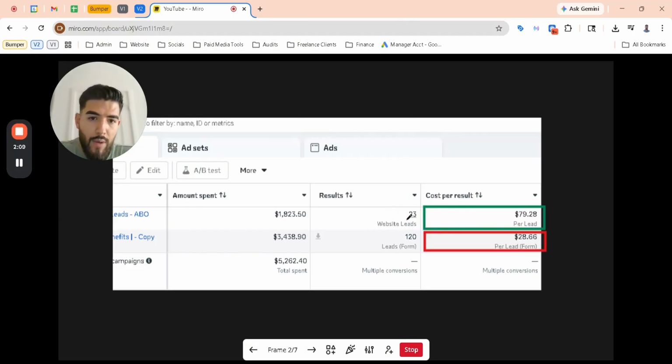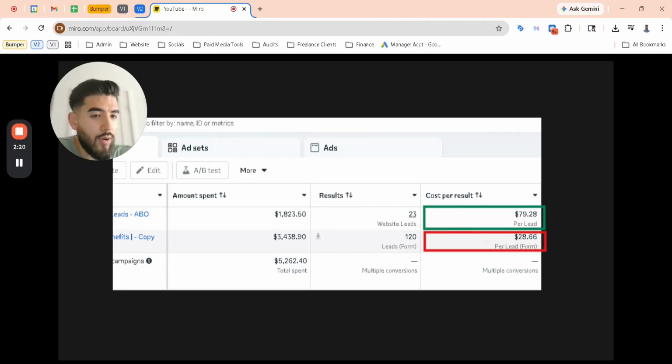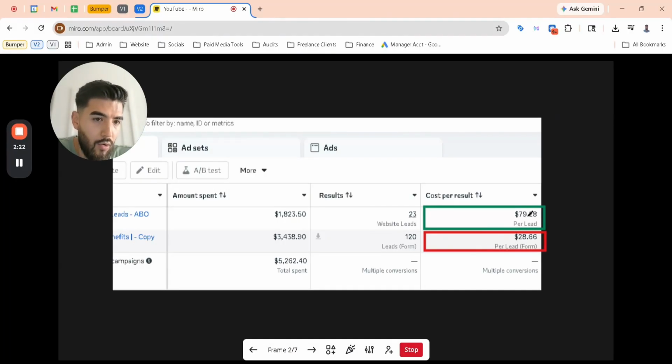We came on, we ran this campaign and tested it against this one. Most people would say, oh my goodness, the in-platform one is doing significantly better because it has a way cheaper cost per lead, right? $28 compared to almost $80. Well, that's insane. It's a no-brainer to pause this one, right?